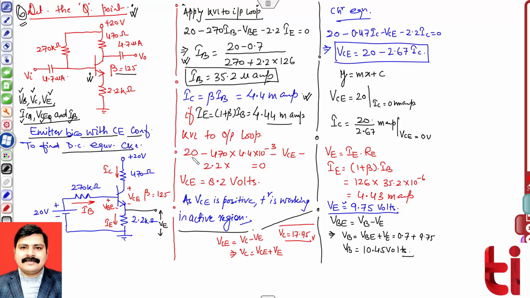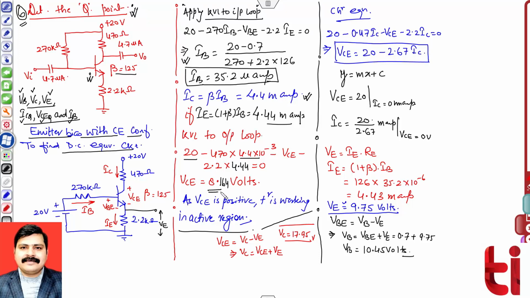Now applying KVL to the output loop: 20 minus drop across this resistance, minus VCE, minus drop across this resistance. So 20 minus the drop across 470 into current IC, which we have calculated, minus VCE, minus 2.2 into 4.4. As I have taken resistance in kilo and current in milli, kilo and milli will cancel out. Let me solve this relation. So my VCE is 8.164.